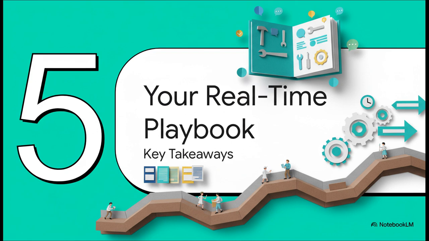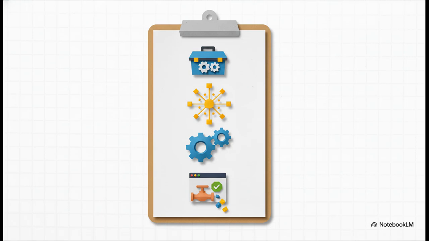So let's boil all this down into an actionable playbook that you can actually take with you and use on your next project. Here it is, your real-time React checklist. Number 1, choose the right tool. That means don't reinvent the wheel. Use a production-ready library like socket.io. Number 2, centralize your connection.